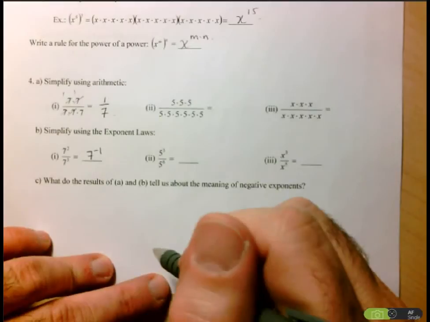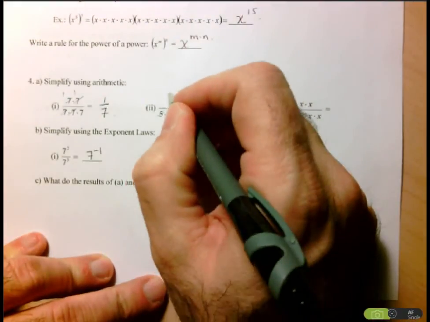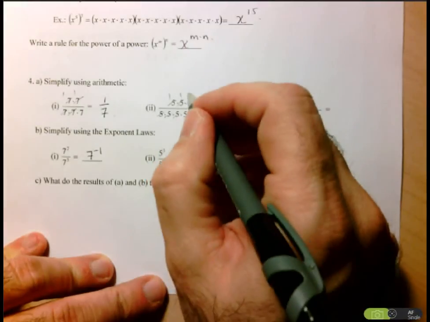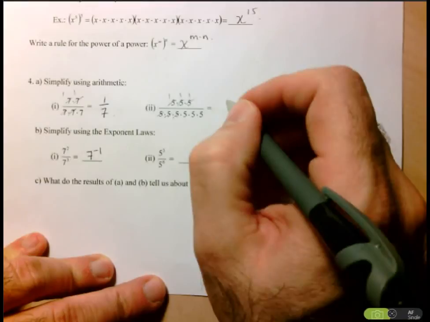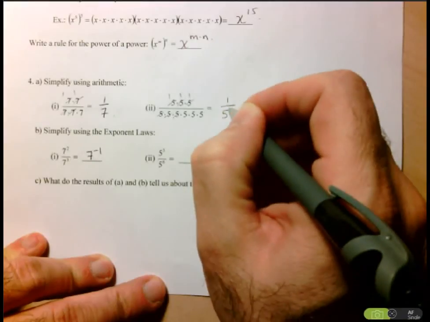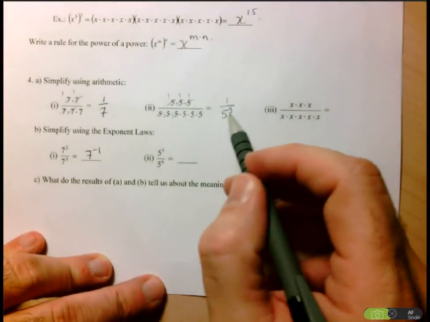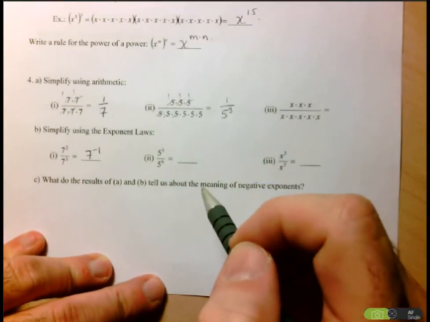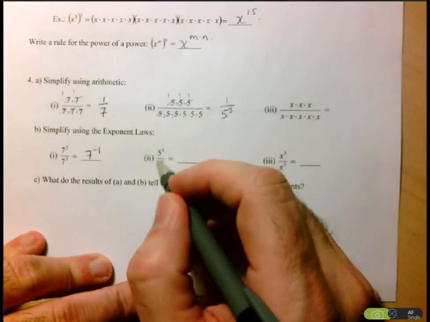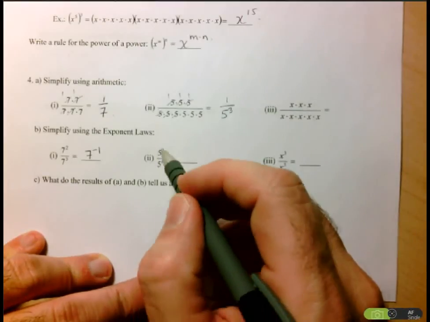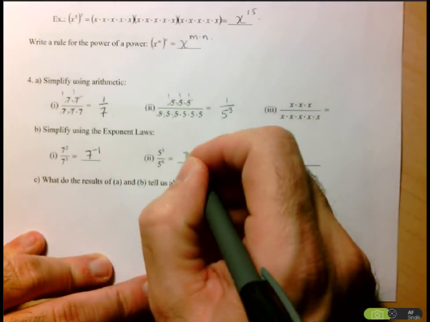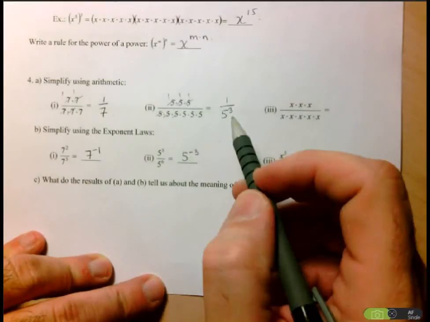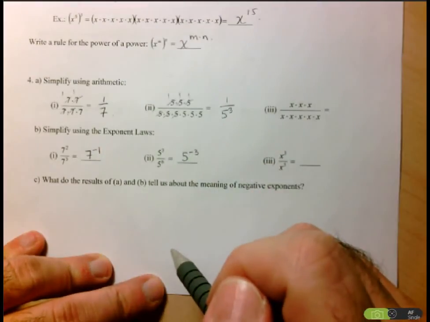Before making any conclusions, let's see what happens when we look at a similar example. Here, these 5's simplify to 1, these 5's simplify to 1, these 5's simplify to 1, and we're left with 1 over 5 cubed. Notice how I'm going to leave it in power form, because I am trying to look for some kind of pattern here with the exponents. Now if I use the exponent laws, same base, so I subtract: 3 minus 6 is negative 3. So we see that 5 to the negative 3 has to be equal to 1 over 5 cubed.